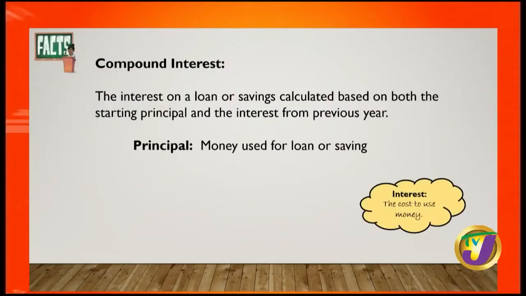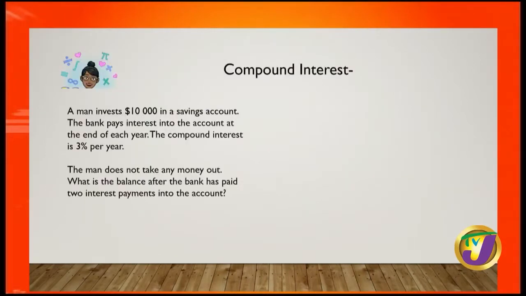The interest on a loan or savings is calculated based on both the starting principal and the interest from the previous year. So that's what compound interest is. So we have a question. A man invested $10,000 in a savings account. The bank pays interest into the account at the end of each year. The compound interest rate is 3%. The man does not take any of the money out. What is the balance after the bank has paid the interest?